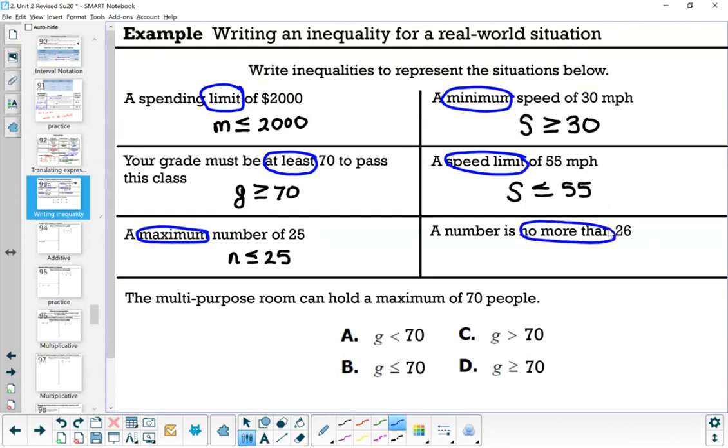All right, a number is no more than, so cannot be above that. So that means it's less than or equal to 26. And then lastly, we have the multi-purpose room can hold a maximum of 70 people, meaning you can be less than that and you can be equal to that.